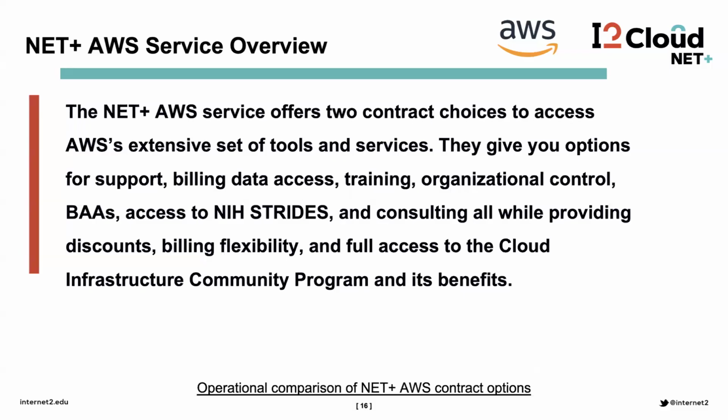And these provide a wide variety of options around what support model works best for you, how you want to do your billing, data access, training, control of your organizations, access to business associates agreements, and so much more. So you have options in the program depending on what your priorities are. There's a link here in the slides to an operational comparison of those contract options, so you can see side by side how the two compare.